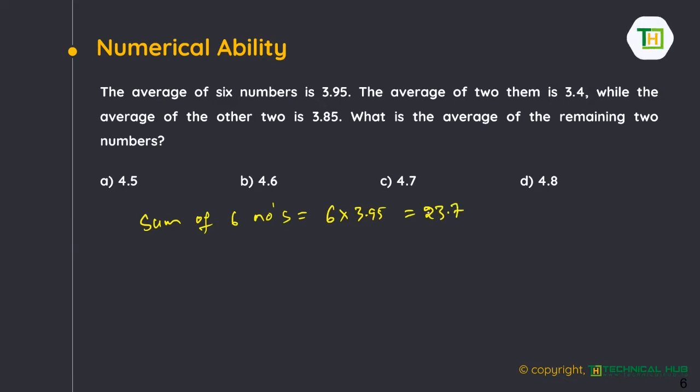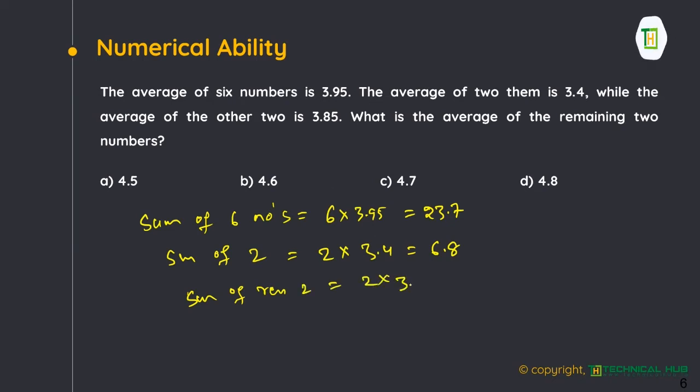23.7. Okay. And next, the average of 2 of them is 3.4. Then what is the sum of those two? Sum of 2 is equal to 2 into 3.4, which is equal to 6.8. And next, the average of the other two is given as 3.85, so the sum is 2 into 3.85, that is 7.7. Okay. Now the question is, what is the average of the remaining two numbers?